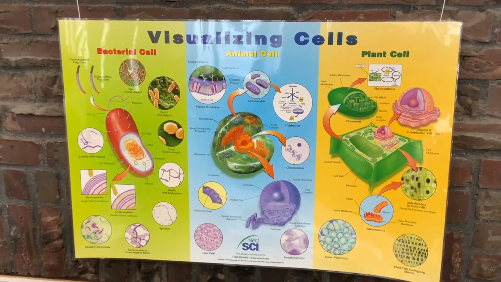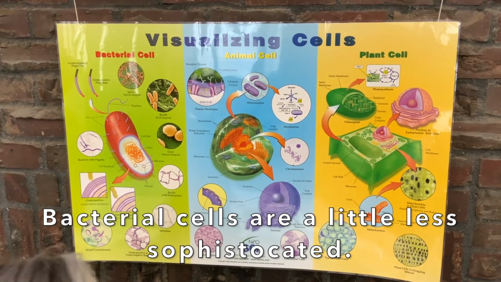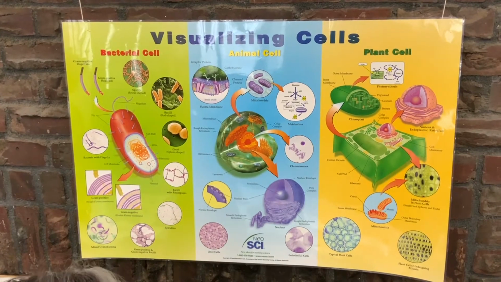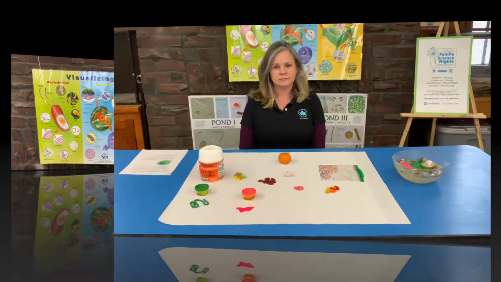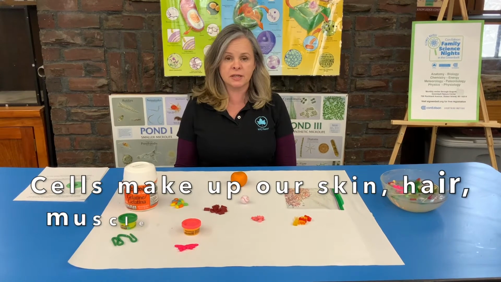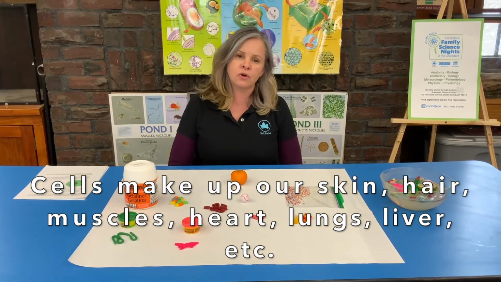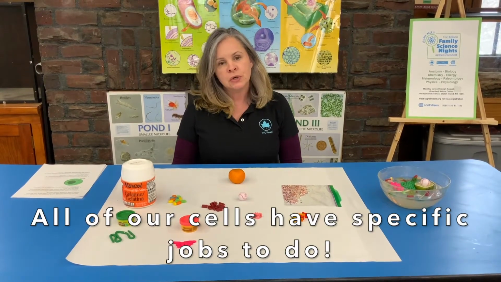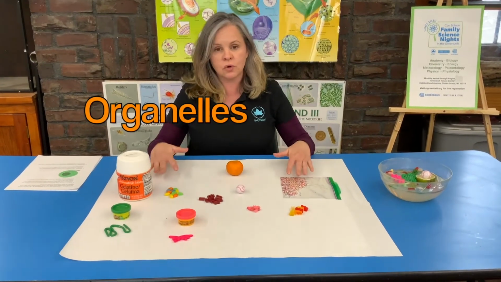And there's also bacteria cells, which are a little less sophisticated than our animal cells. But today, we're going to find out what all these parts are inside of our bodies by making a model of that cell. There are many different cells in each of our bodies. Some of those cells make up our skin, some make up our hair, some of them make up our muscles or our heart or our lungs or our liver, and all of them have specific jobs to do. So within each of these cells are smaller parts called organelles.